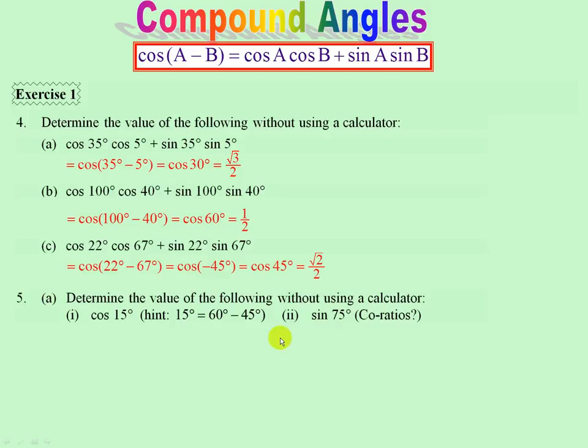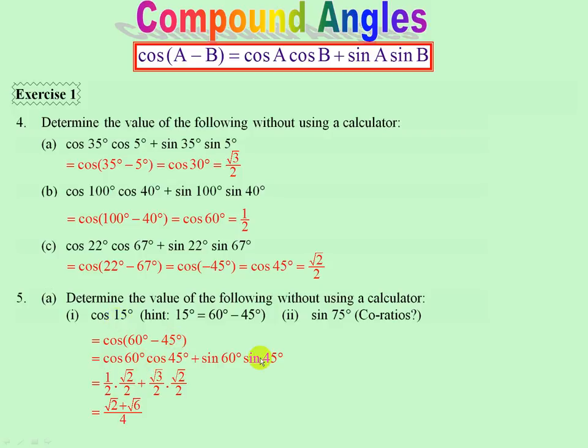Now here's a hint for you, of course. Whenever you get this where it says without using a calculator, you need to say, well, how can I use the known special angles 30, 45 and 60 to get there? So the hint says use 60 minus 45. We could have used 45 minus 30 as well. You'd end up with the same result. So therefore I'm going to write that as cos of 60 minus 45.